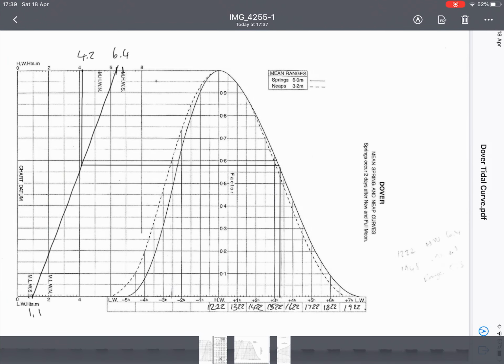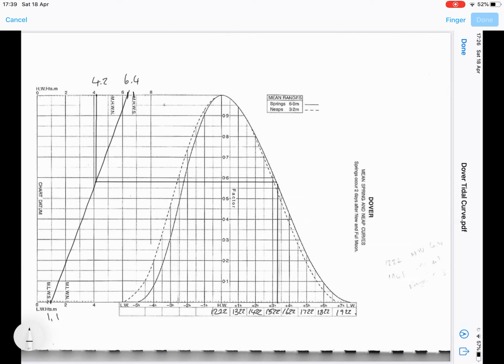If I take that information and carry it over onto my tidal curve, this is for the Dover area. If we have a look up here, 6 meters, and our tidal range was 5.3, so we're going to use the solid line over here instead of the dotted line. I plot on the bottom scale my 1.1 meters, and on the top for the high water, I plot my 6.4.